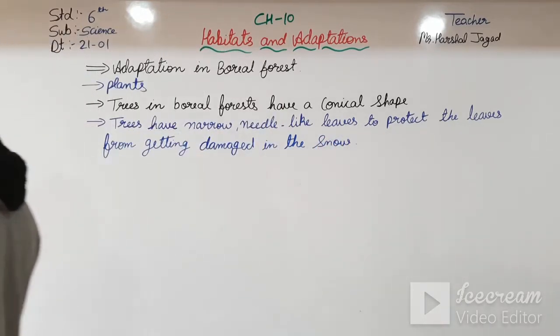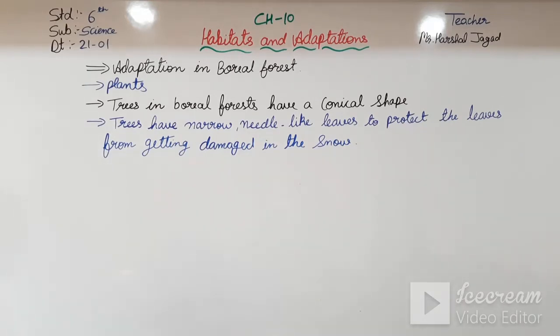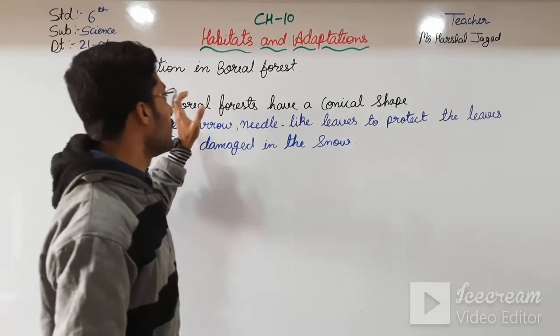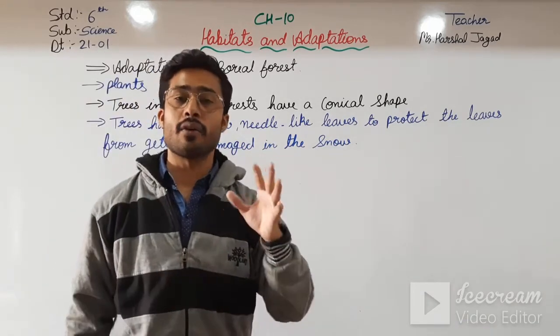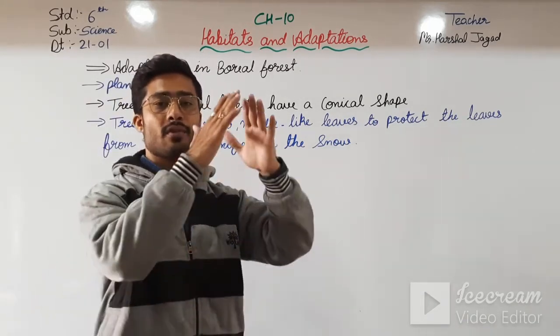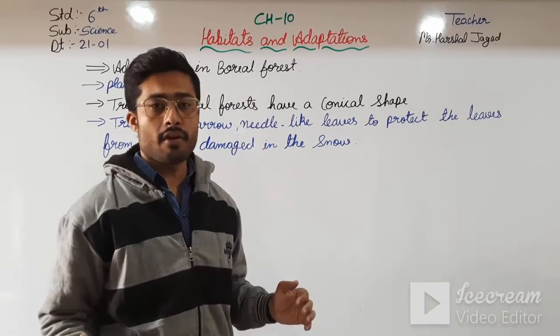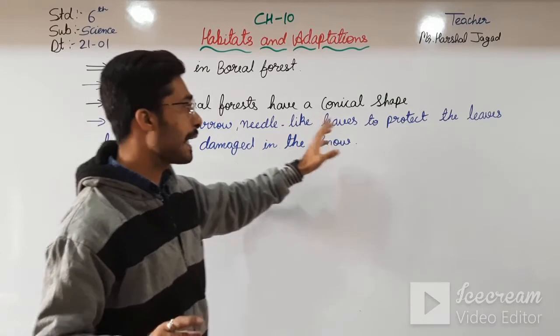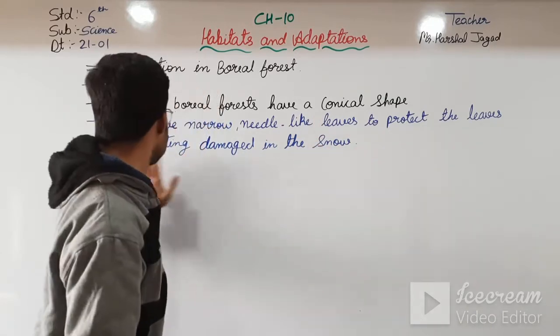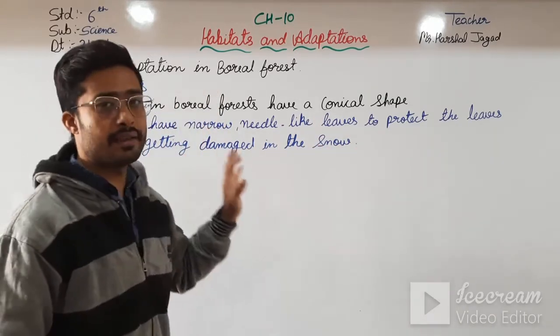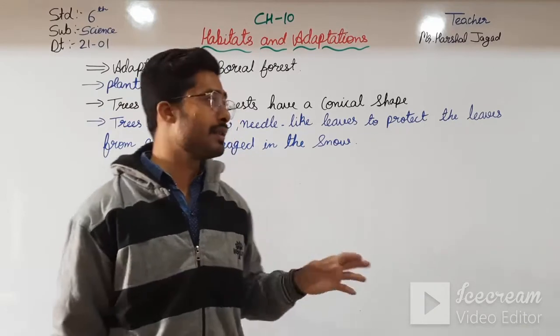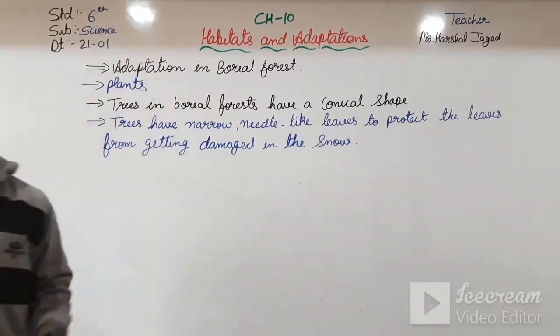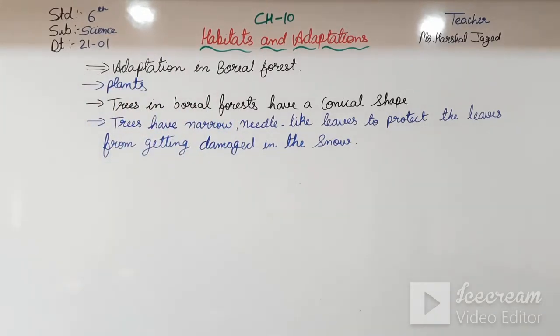So these two are the adaptations in the boreal forest. First, the trees are in a conical shape so that the snow can slide easily from them, and second, the trees have narrow needle-like leaves to protect the leaves from getting damaged in the snow. Okay, so this is about the plants, and now let us see animals.